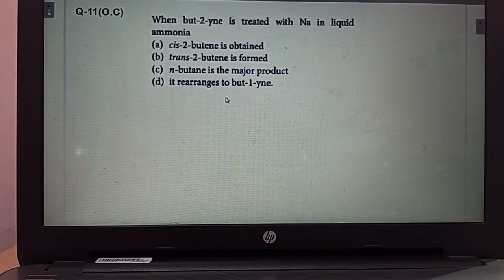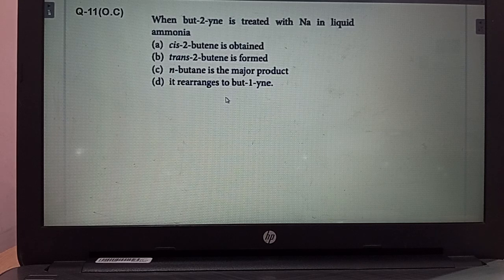Next question. If you observe here, when 2-butyne is treated with sodium metal in liquid ammonia, what is going to take place? It comes under one kind of reduction reaction, Birch reduction, where trans-2-butene is going to be formed. When they have given palladium, Lindlar's catalyst and all, then cis-2-butene is the answer for this question. What is the question here?